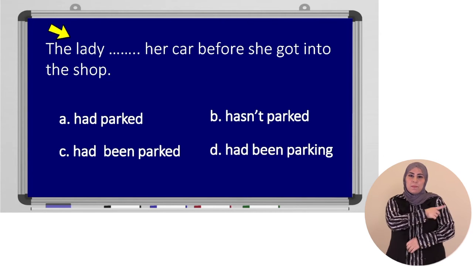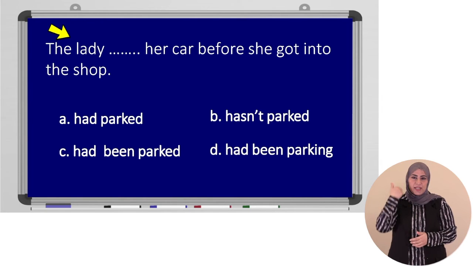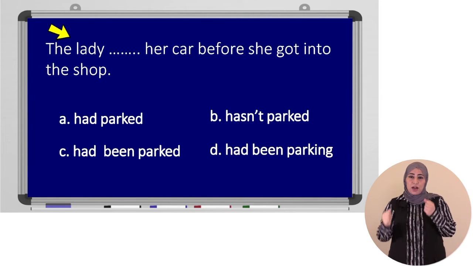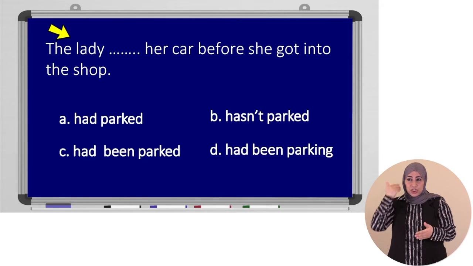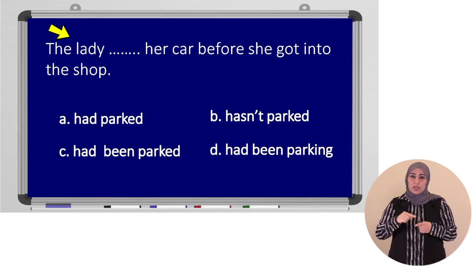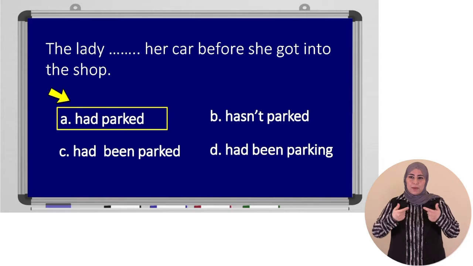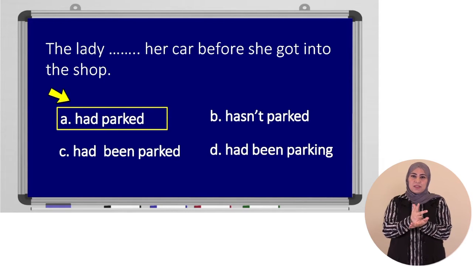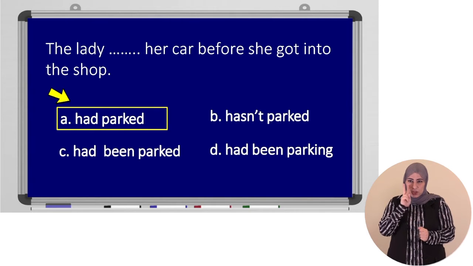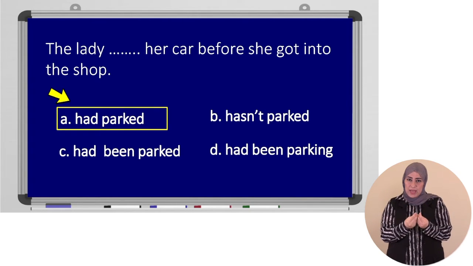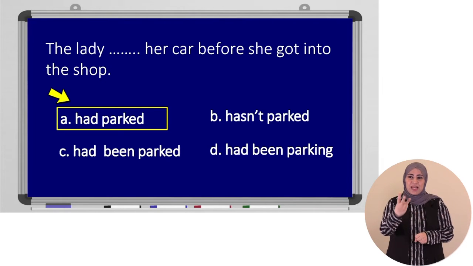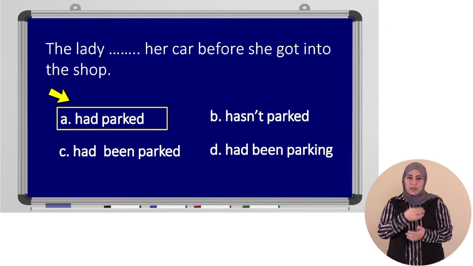Let's look at another example. The lady bought her car before she got into the shop. Easy. I've just given you the same tip. Before she got into the shop. What do you think? The lady had parked. Excellent. So these are things to look for. When you're looking, look for the words before, after, as soon as. These things will help you get the correct answer. And notice if there are two verbs in the sentence, where's the other verb? Is it in the past perfect? Then obviously the other verb will be in the past and vice versa.